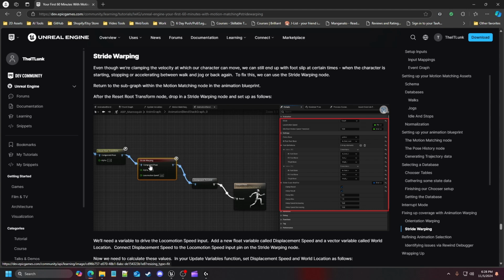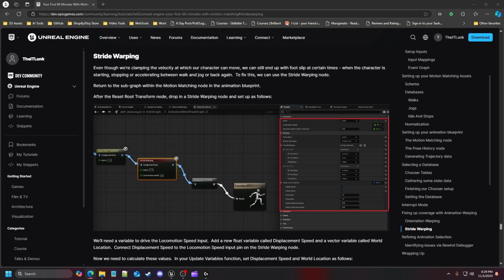With our stride warping, what it's trying to do here is clamp our strides to our locomotion speed. Even when clamping the velocity at which our character can move, we can still end up with foot slips at certain times, when the character is starting, stopping, or accelerating between walk and jog or back again. To fix this, we can use stride warping. It doesn't go more into what that does, but that's what I could find on it.